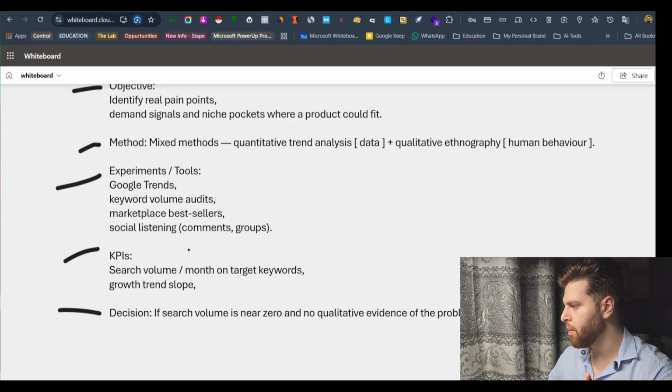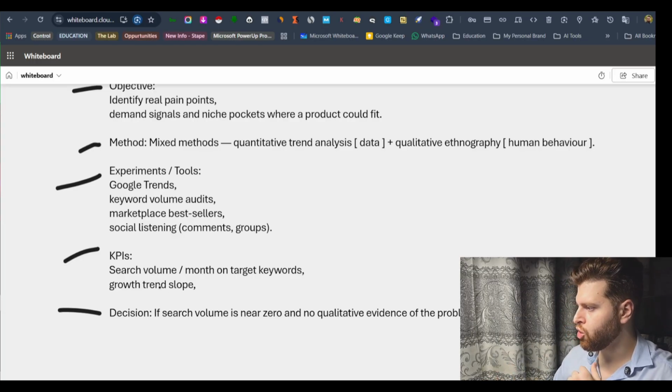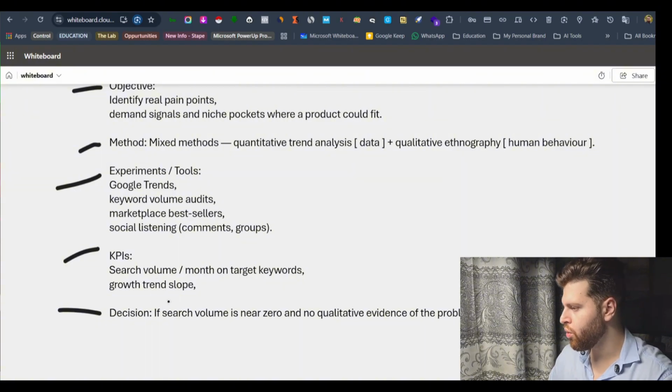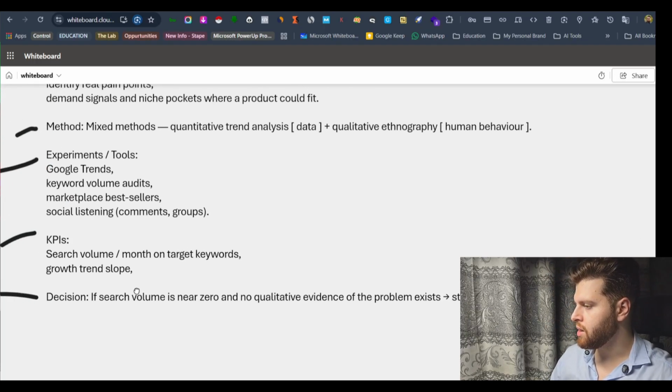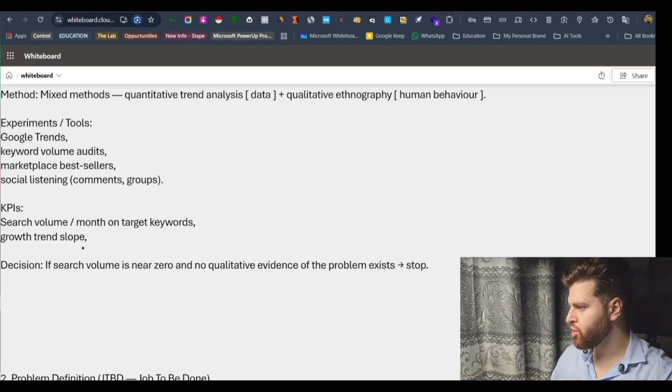People are just, remember, social media is for socializing. People are just talking about things and throwing ideas. You can actually just pick one and resell it back to them, like create a problem around it, or it's already a problem, you resend it as a product. Your KPI here is search volume, monthly on target keywords, or growth trend slope. And the decision is the last check mark. If search volume is near zero or no qualitative evidence of the problem exists, stop, just pass and go to the next product.